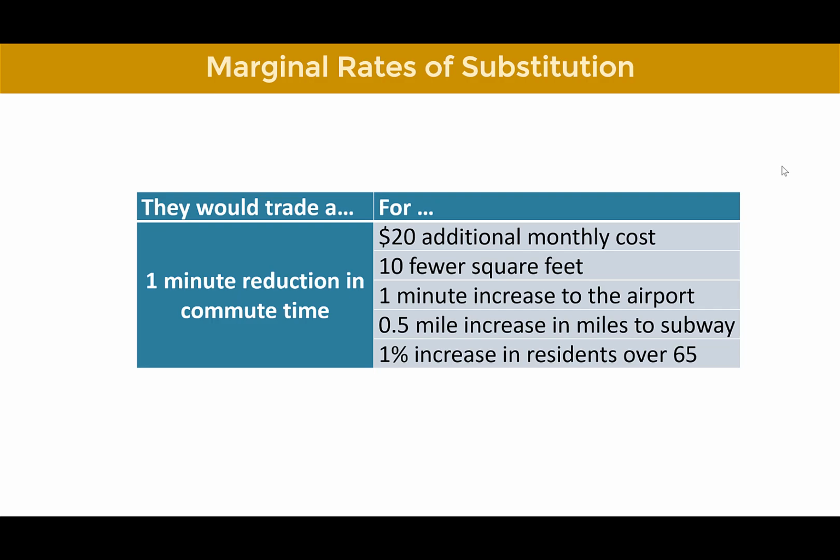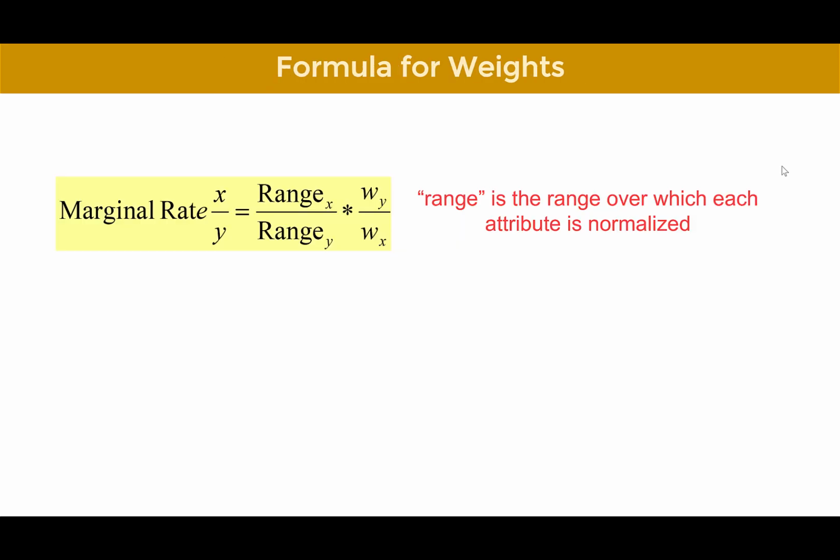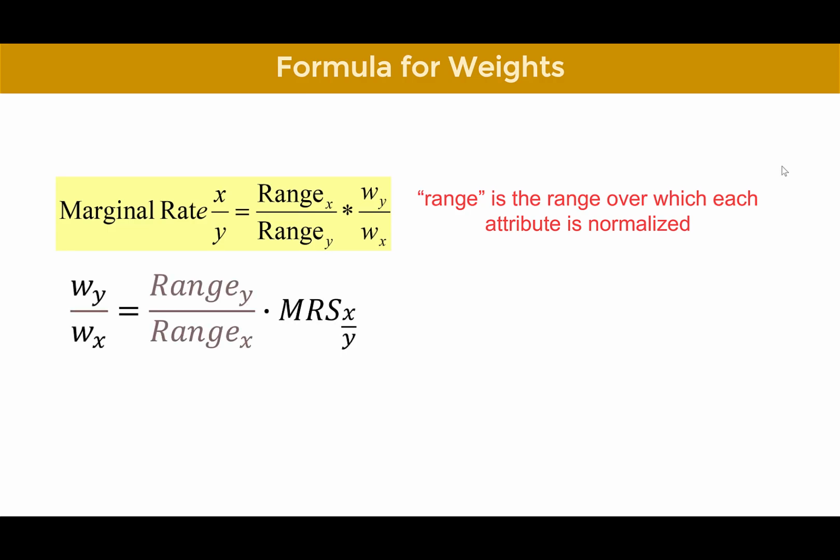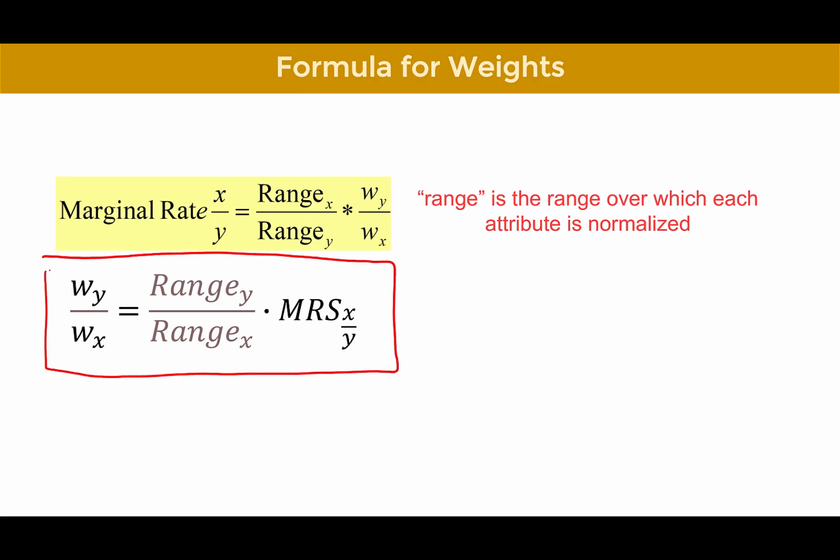Now, so we have these marginal rates. How do we get to weights? From the prior video, you might remember that we developed this equation where the marginal rate of metric X to metric Y, so let's say dollars per square foot, equals the range of dollars divided by the range for square feet multiplied by the weight ratio of those two things flipped. We can solve this for the weight ratio, which is really what we want to get, just by multiplying both sides by range of y over range of x. And this is the formula we're going to use in our Excel sheet.